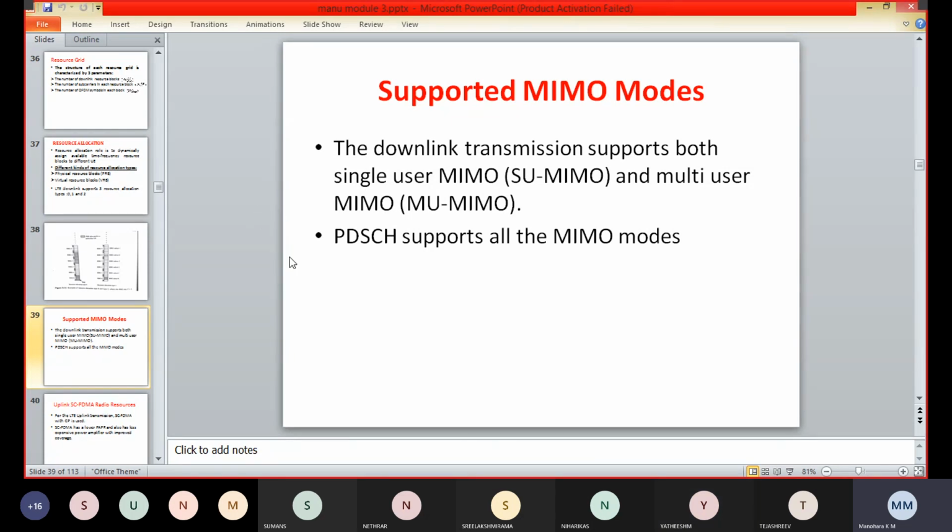Next we discussed the physical resource blocks. In that we discussed the resource grid, resource element, and resource block. So today we are going to discuss the supported MIMO modes.